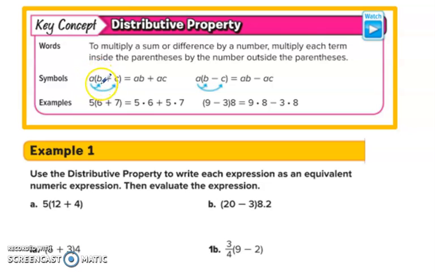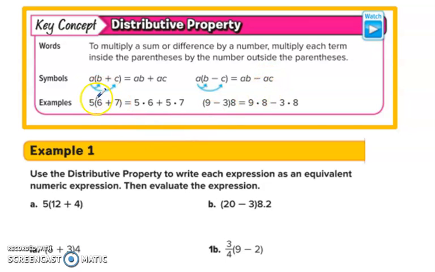You can take a times b, which looks like this, ab plus, and then the a times c. And there we go. So you can also do this if there was a negative in here, if that right there was a minus sign. Okay, and that works too. A times b makes an ab right there, and then we're going to subtract this one, and a times c will equal ac.